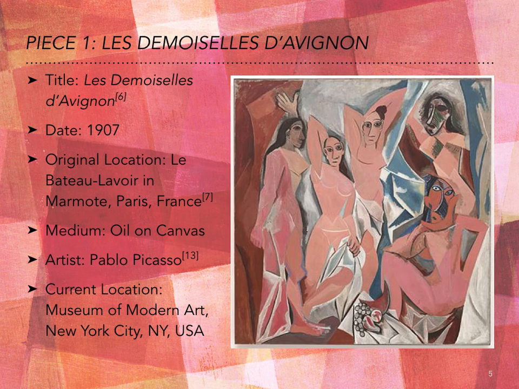So let's go ahead and jump into the first piece. The first piece for comparison is Les Demoiselles d'Avignon, which is created by, you guessed it, Pablo Picasso. If my French is any good, it translates to the Women of d'Avignon, which was a street in Paris. The medium is oil on canvas, and it was created by Pablo Picasso in his home in Paris, France.